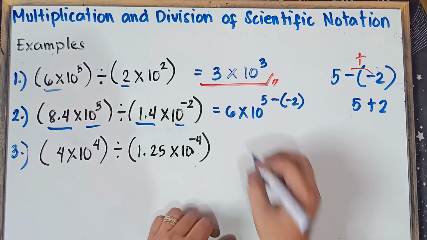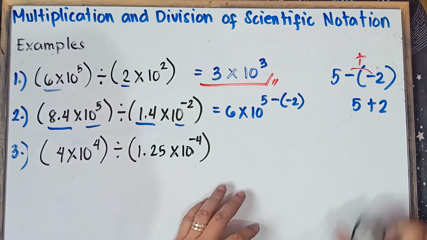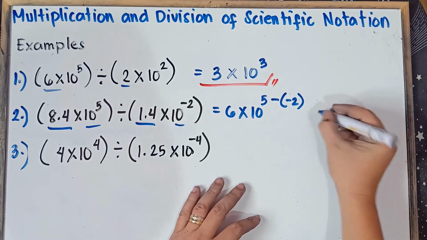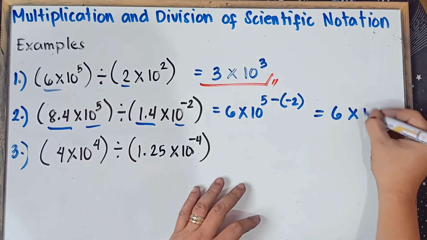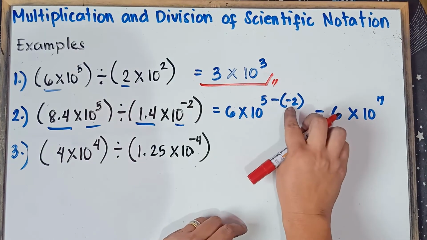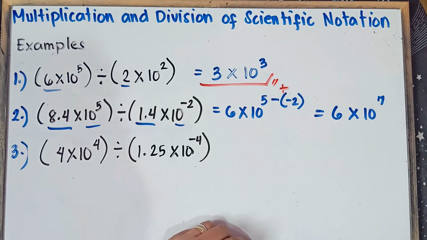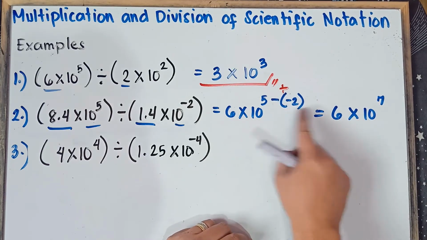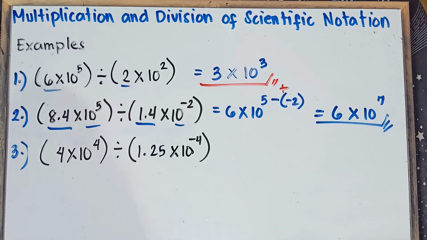So therefore, our final answer, that would be 6 times 10 raised to the power of 7. Sir, why is it 7? Because once again, negative times negative will be positive, and then 5 plus 2 is 7. That would be our answer, class, with regards to example number 2.